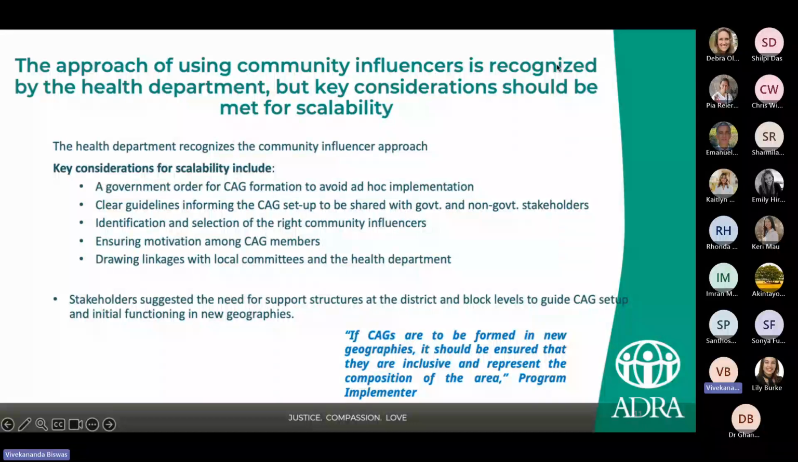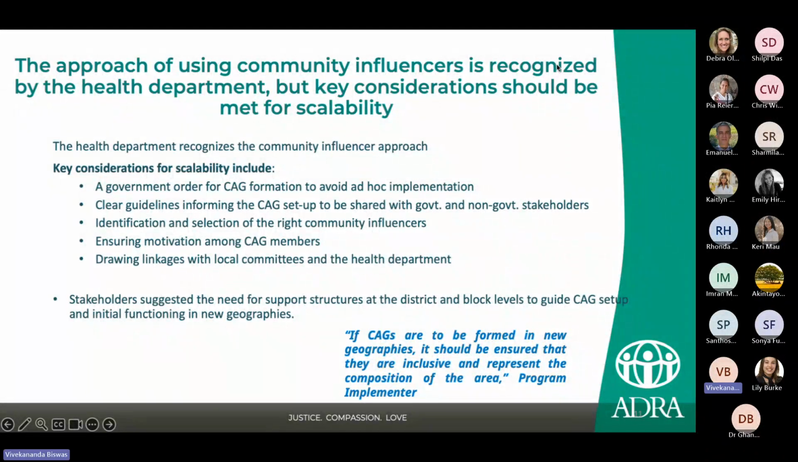Identification and selection of the right community influencer is very essential. This part is very crucial, and should be done at the beginning, even before formation, because there could be many influencers, but who can devote some time, and who has that kind of motivation? For that, involvement of the frontline health workers is much needed, because they are the key workers who can identify the right person.